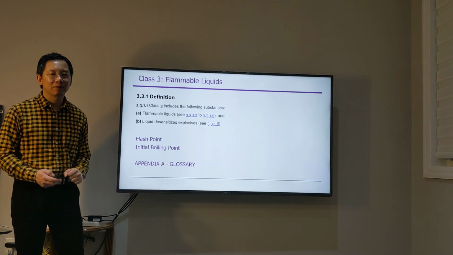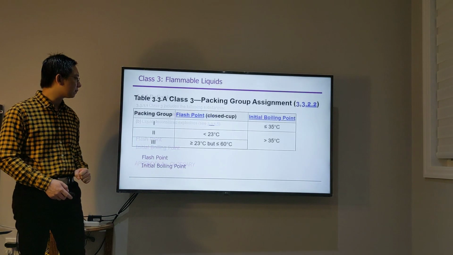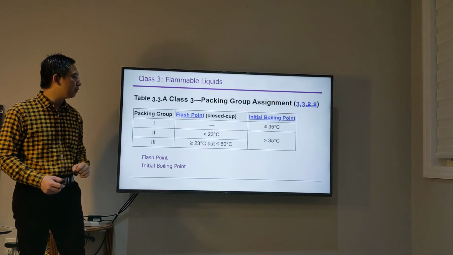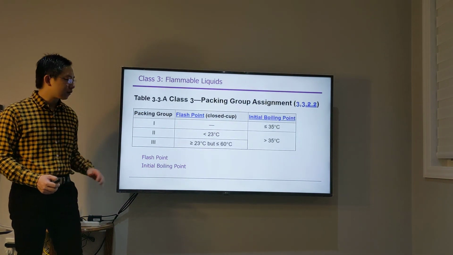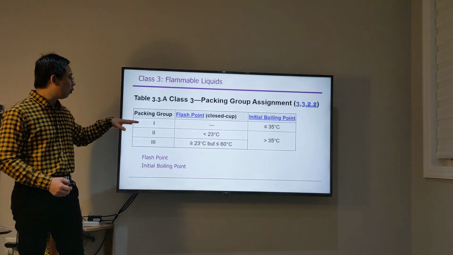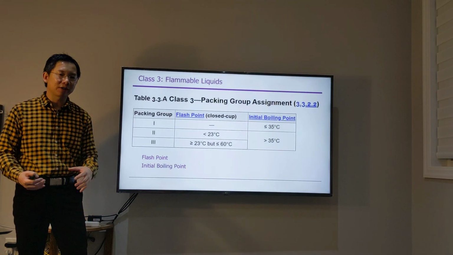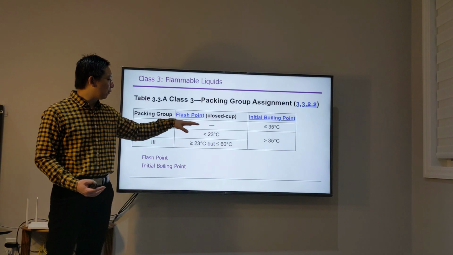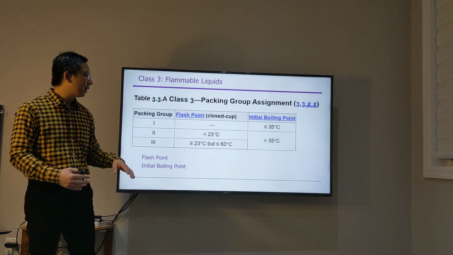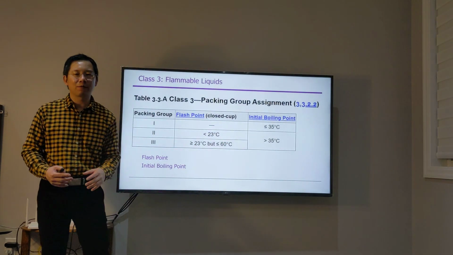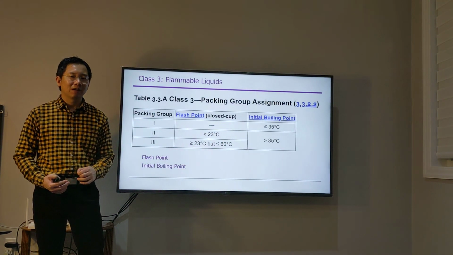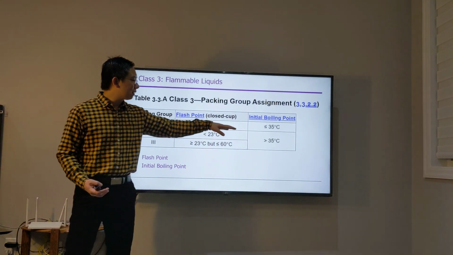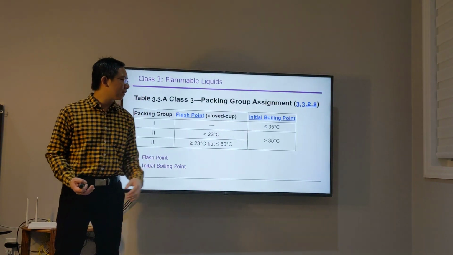So let's come to the definition and the packing group information. You can find this table in table 3.3.8, Class 3 packing group assignment. Let's go over it together. For packing group 1, that is the most dangerous substance, which needs utmost care. There's no flash point listed because it is so low, and the initial boiling point is less than 35 Celsius degrees. In other words, at a very low temperature we can ignite the liquid.